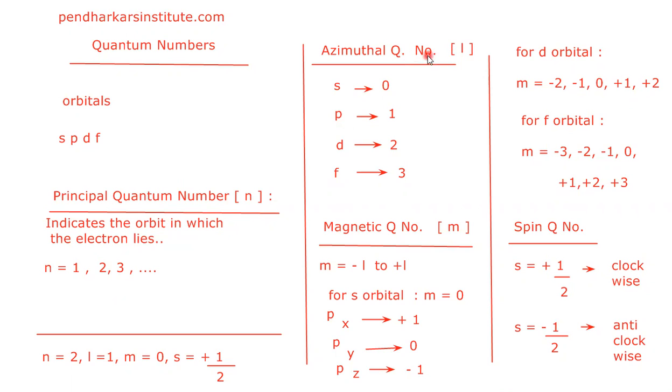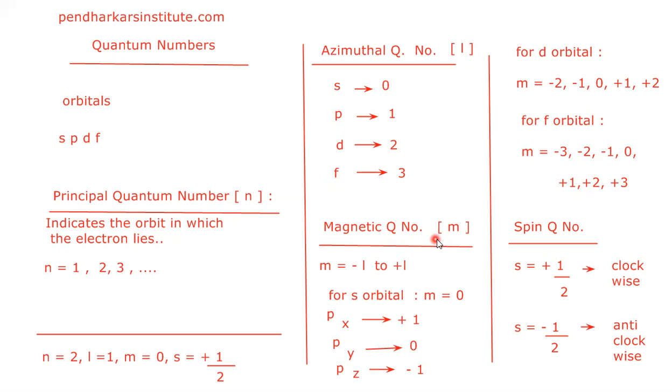Next, azimuthal quantum number, it is indicated by small l letter. It indicates in which orbital the electron lies. If electron is in s orbital, azimuthal quantum number is 0, l is 0. For p orbital, if electron is in p orbital, l equal to 1. If electron lies in d orbital, l equal to 2. If electron lies in f orbital, l equal to 3.